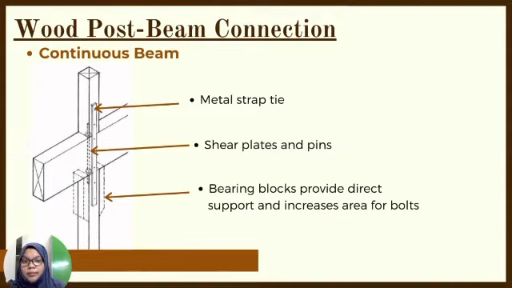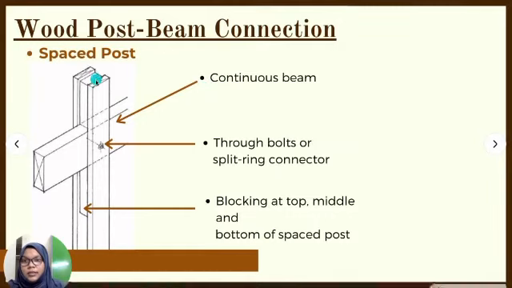The next one is the spaced post. As you can see, there are two different posts, and there is blocking at the top and the bottom in between the posts. And this is the continuous beam, and we stick them together using through bolts or split ring connectors.